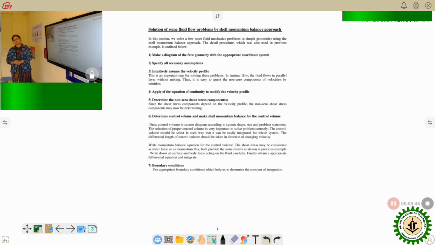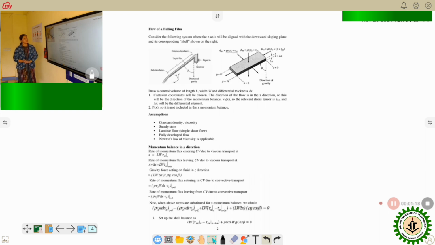So first we assume the coordinate system, then the necessary assumptions. After that, draw a control volume system, then determine the equations for convective transport and viscous transport. After that, we set up the shell momentum balance, and after that solve with the help of boundary conditions and Newton's law of viscosity. So this is the flow through a falling film.